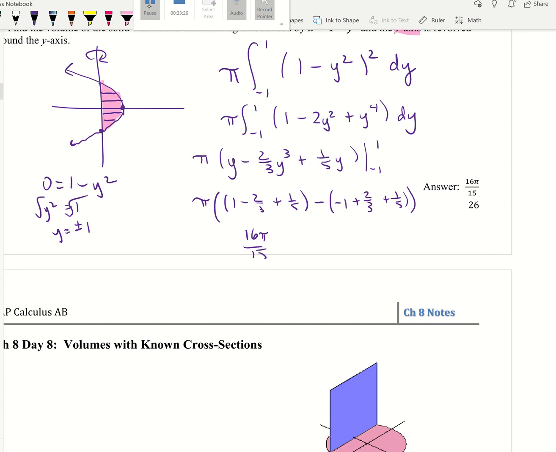And this is a power of 5, so that changes things. That makes this a negative 1/5. And that is the end of our video.